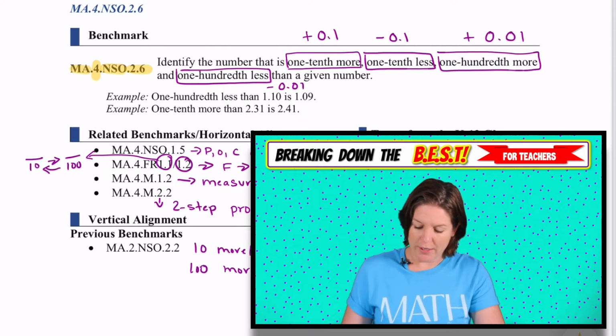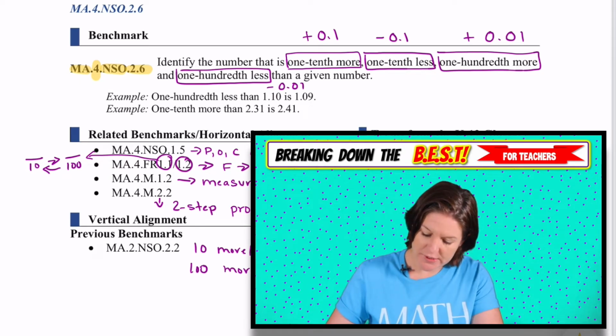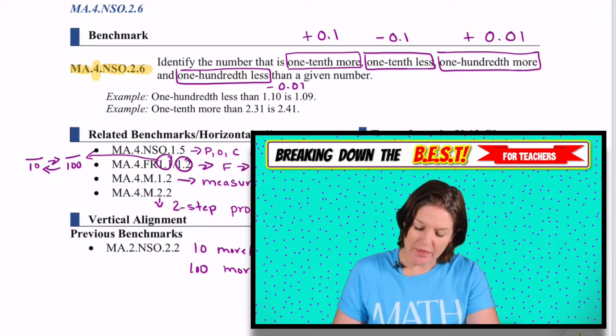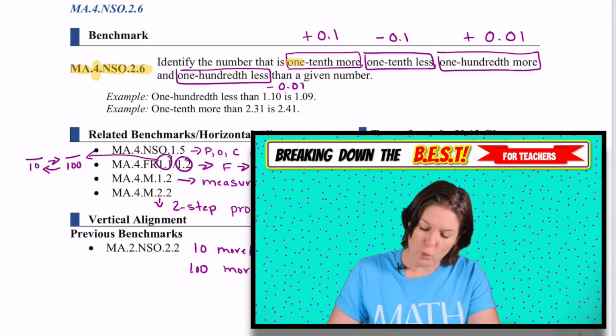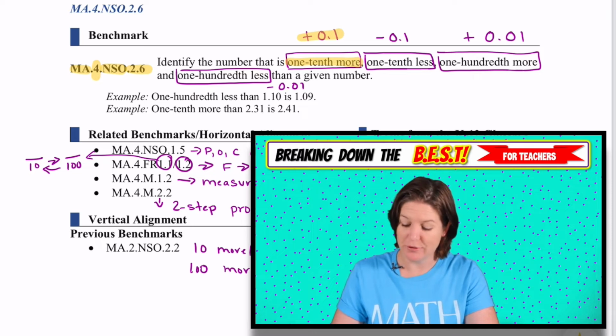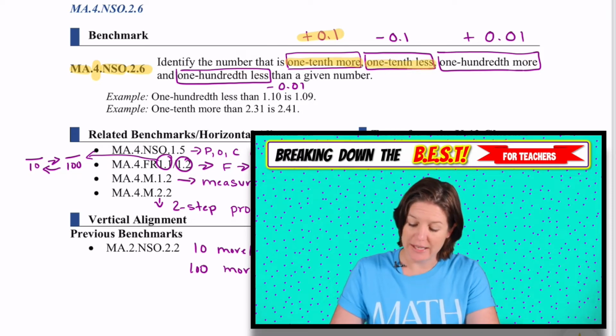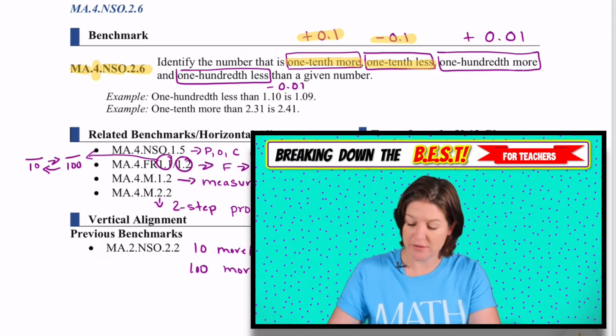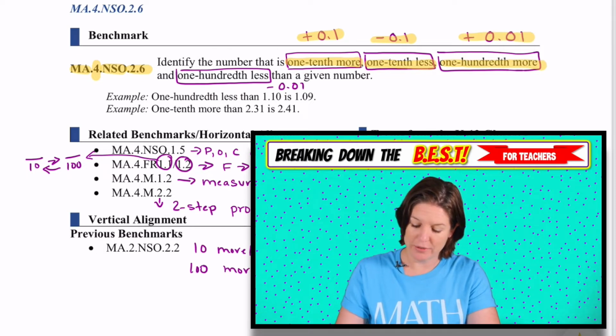That's cool. Okay, so this standard says that we're going to identify the number that is 1/10 more, which means we'll be adding 1/10, and notice that is in the form of a decimal. 1/10 less, so subtracting 1/10. 1/100th more, adding 1/100th. Or 1/100th less, subtracting 1/100th than a given number. So here are some examples for you there.